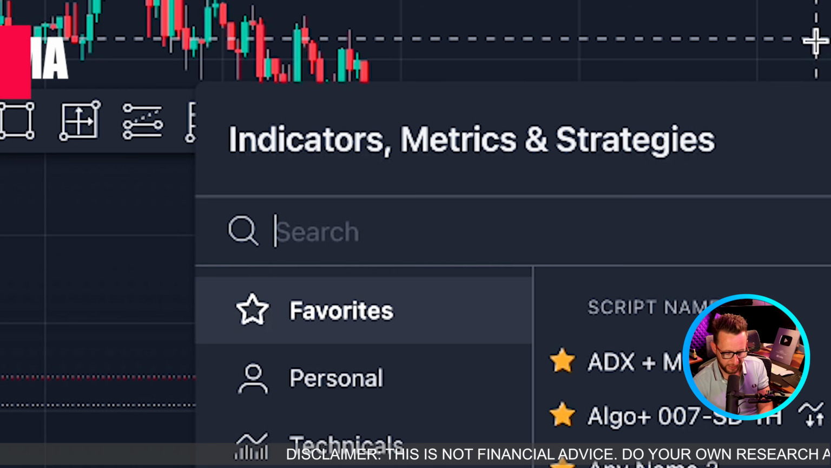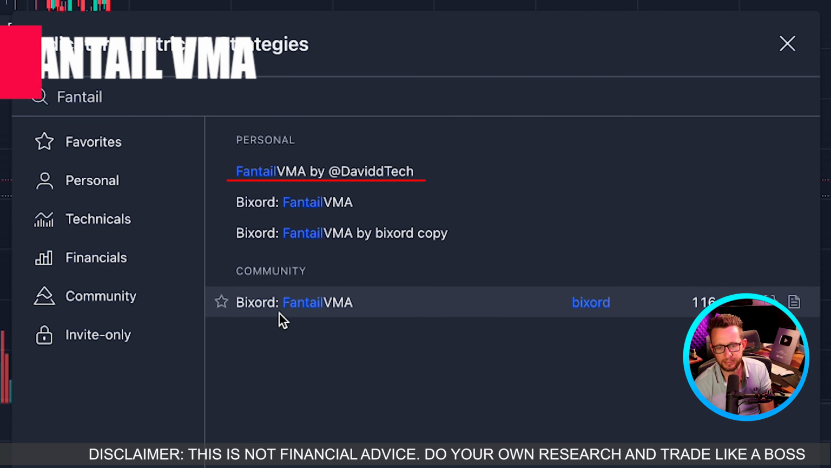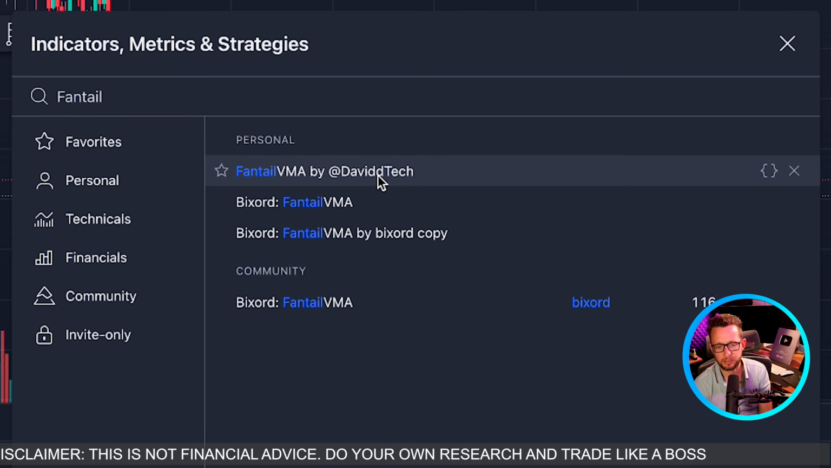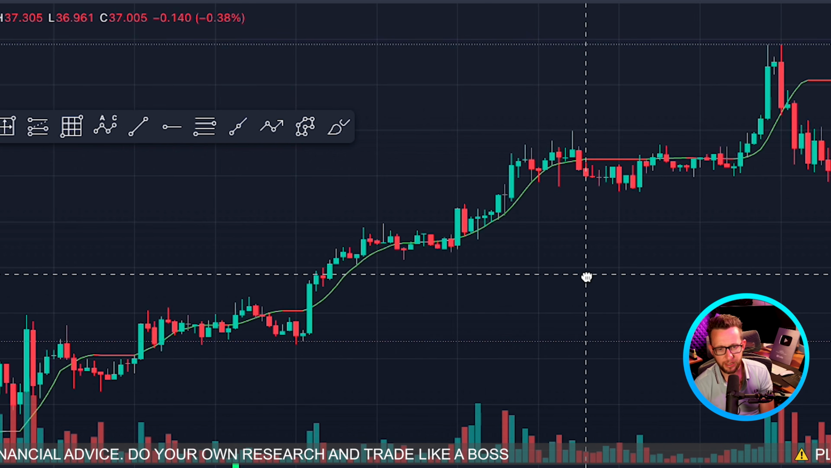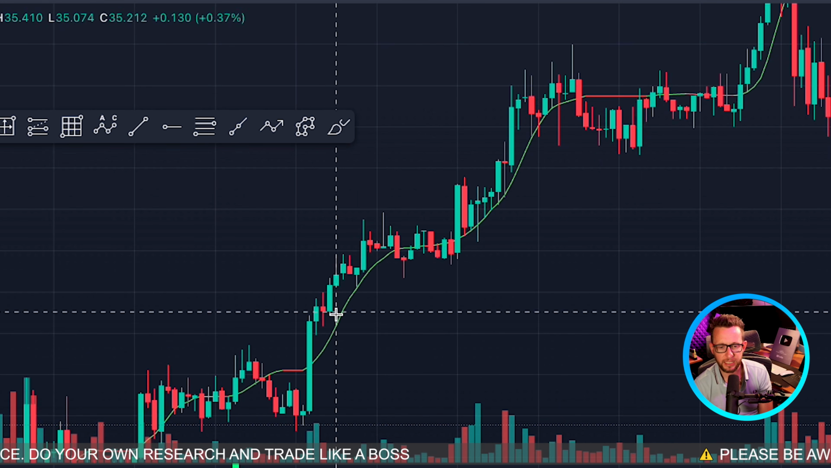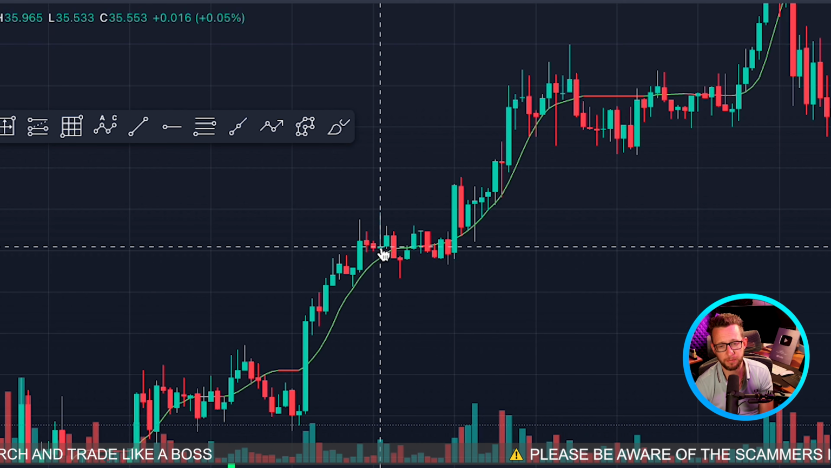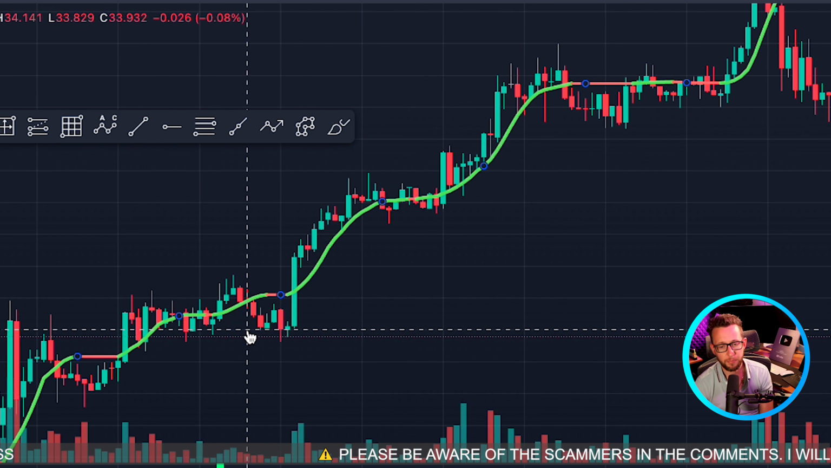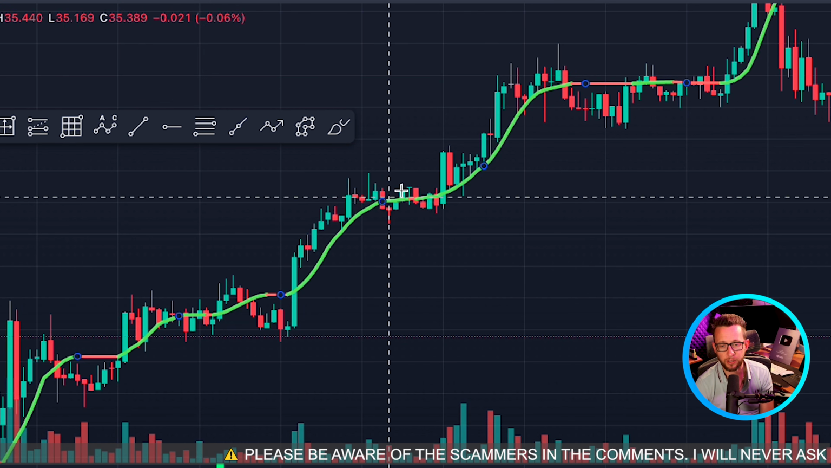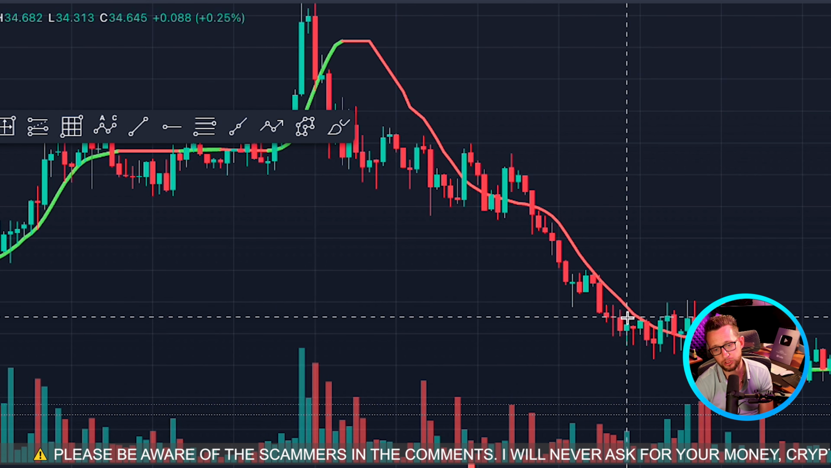The first one we're going to be adding is the Fern Tail VMA by David Tech here. It's the same as the Bix odd here, so we're going to be using that. We're going to add that to our chart. So as you can see from our chart here, it adds a baseline, so it gives us our trend direction. It hugs price and it is an absolutely brilliant indicator for trend direction. When price is above the green line, we're looking for longs, and when price is below, we're looking for shorts.